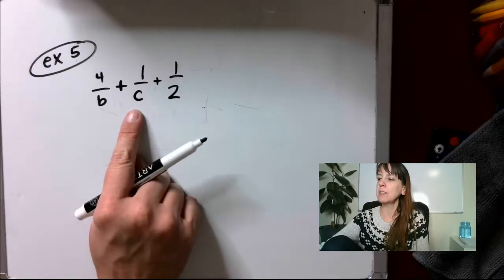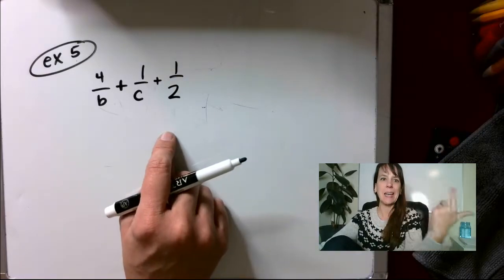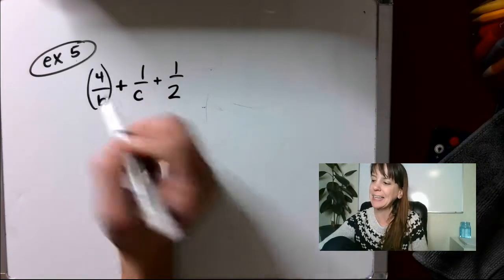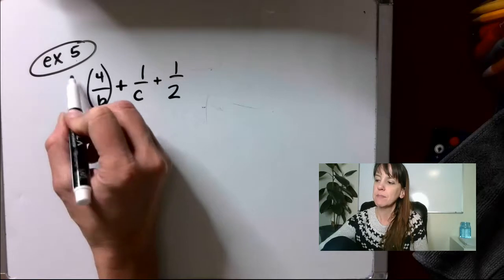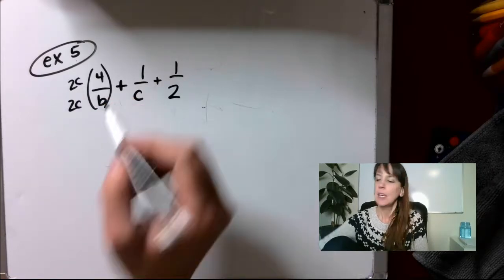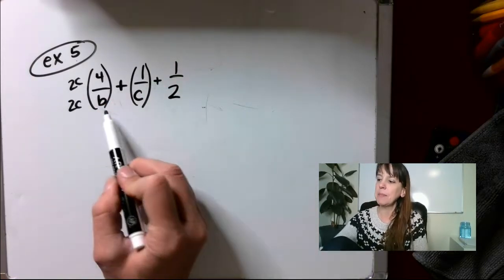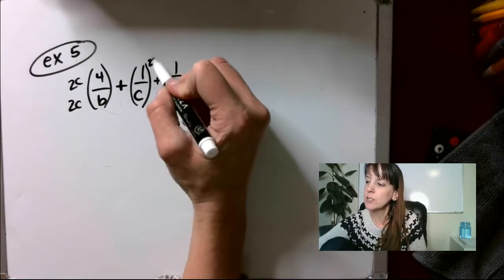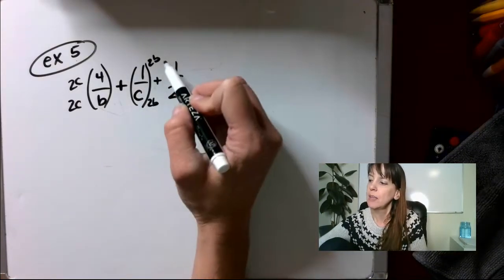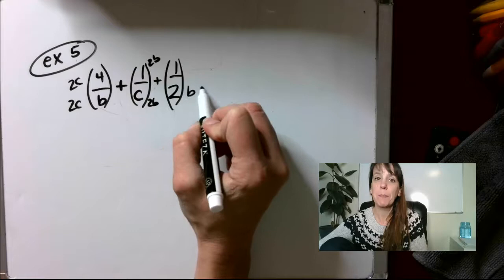Ask yourself what's missing from each of these. We need a B, a C, and a 2. So I have to multiply this one by 2C, and what I do on the bottom I have to do on the top. This one I have to multiply by 2B, 2B. This one on the end I have to multiply by BC, BC.